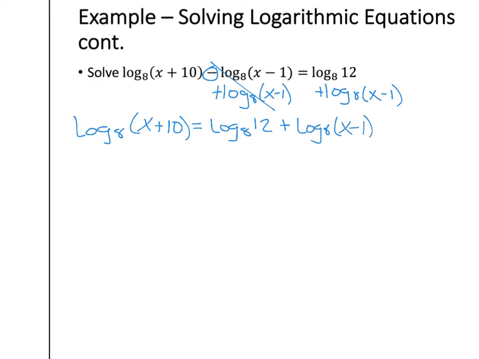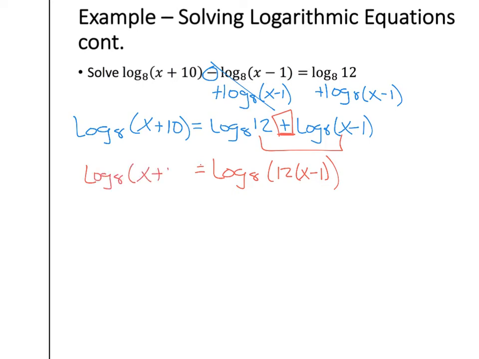Now what that allows me to do is now I have a plus here. So I can now multiply these numbers together. So I have log base 8 of 12 times x minus 1. And then on the left side, I still have log base 8 of x plus 10. All right, so since, again, I have these logs on both sides, I'm going to kind of drop them. So I'm left with x plus 10 on the left. And then I'm going to distribute this 12 through, so I get 12x minus 12.